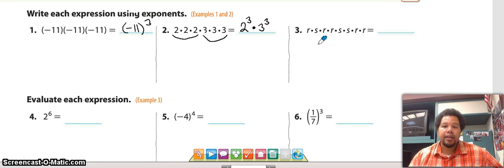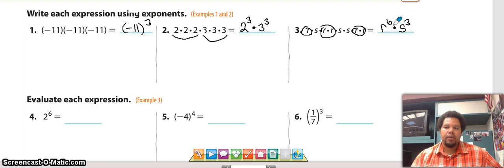let's take a look at number 3. We have how many R's? 1, 2, 3, 4, 5, 6. So we have R to the 6th power times, and we have S 1, 2, 3 times, so S to the 3rd power. And we can't add those together. As we can see, they're different letters, so that's it. That will be our answer right there. This is how to write repeated multiplication using exponents.